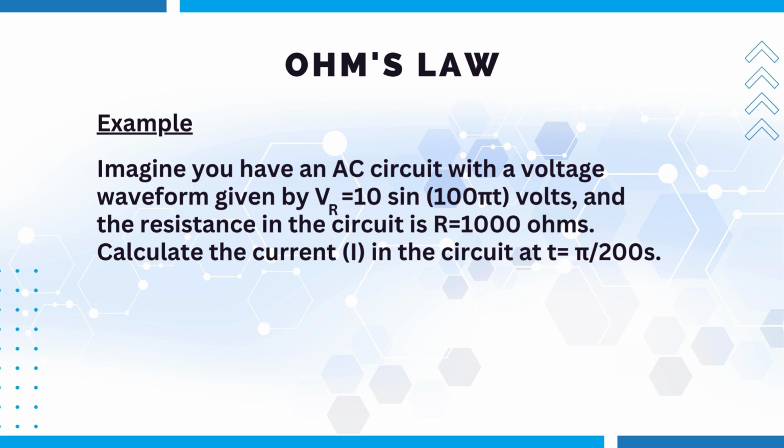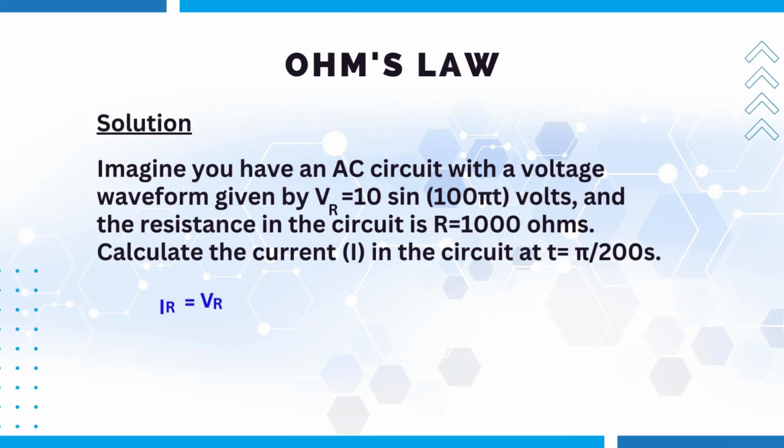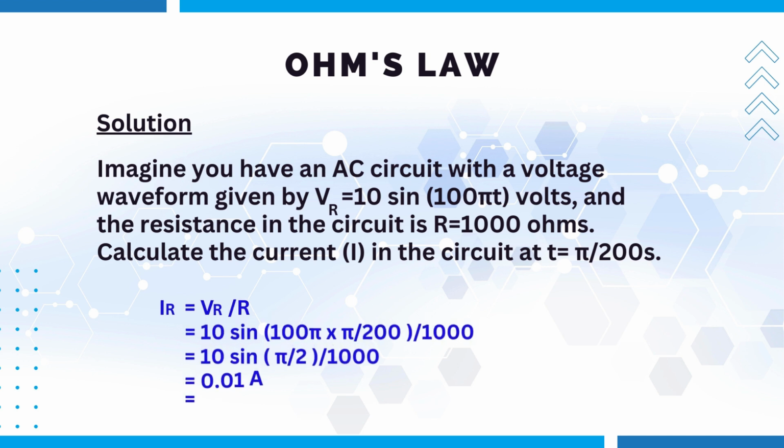From the question, our given values are VR equal to 10 sine 100 pi t, R equal to 1000 ohms, and t equal to pi over 200 seconds. Ohm's law in AC circuit is IR equal to VR over R. Let's substitute our given values into this equation. We will get IR equal to 10 milliampere.